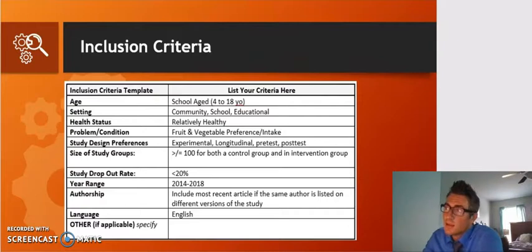So we're looking at the setting of a community, a school, educational, relatively healthy status. The size of the study groups, I'm aiming for at least 100 total for both the control and intervention. The year range, I'm looking at the last 5 years, and I'm looking at articles only in English.